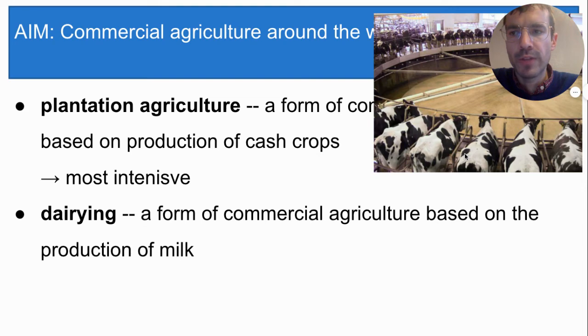Dairying is commercial agriculture based on the production of milk. Milk animals like cows, sheep, and goats thrive in cooler and wetter climates. So dairying is often widespread in areas that are too cold or too wet for growing a lot of fruits and vegetables.